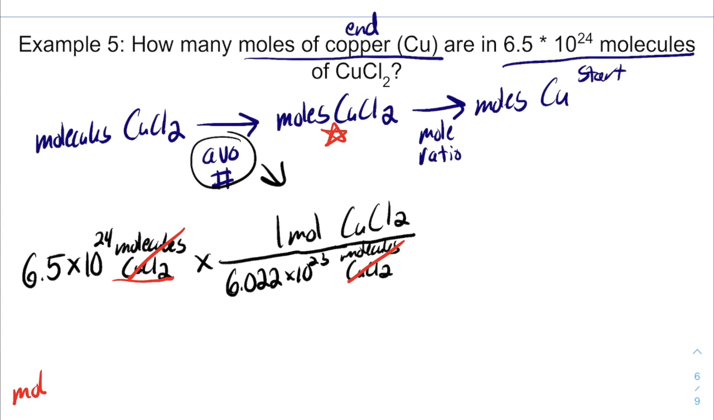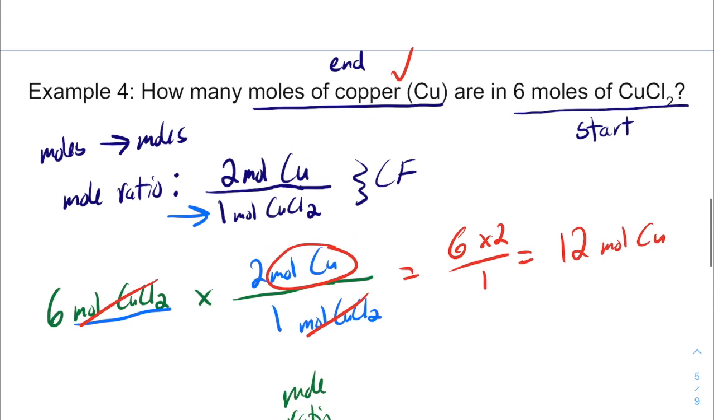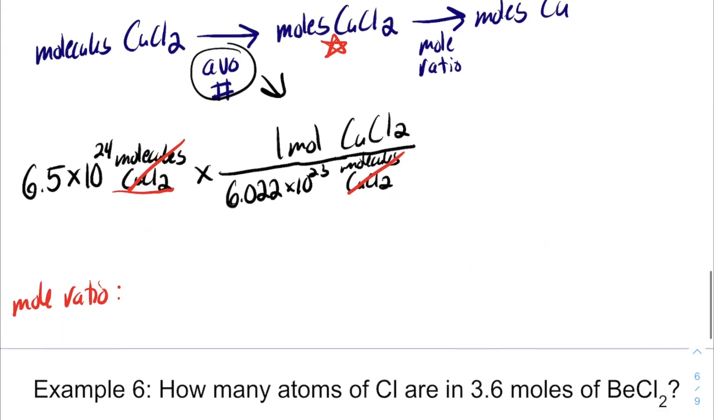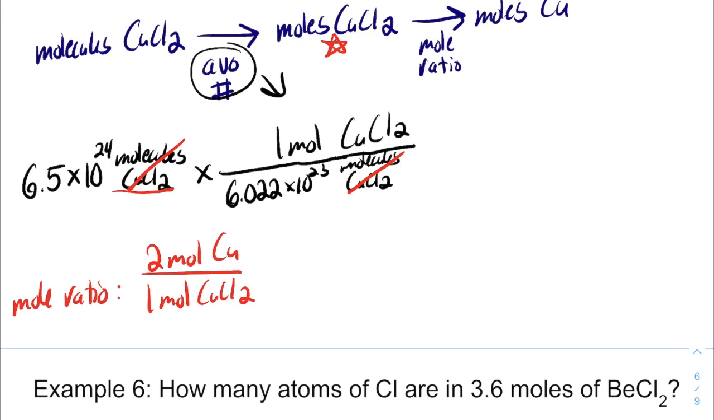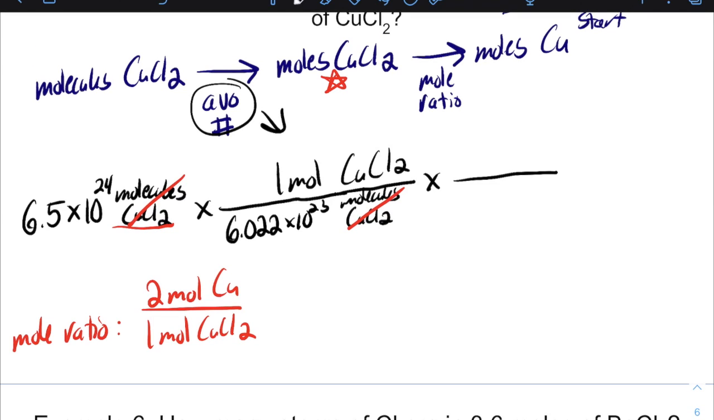Our mole ratio here is going to be actually the same one that we used in this problem up here. Our mole ratio is 2 moles of Cu for every 1 mole of CuCl2. Again, just coming from the chemical formula. We're going to take this mole ratio and put it into our setup. So I'm going to put 1 mole CuCl2 on the bottom, 2 mole copper on the top.